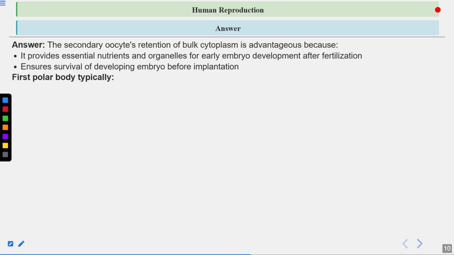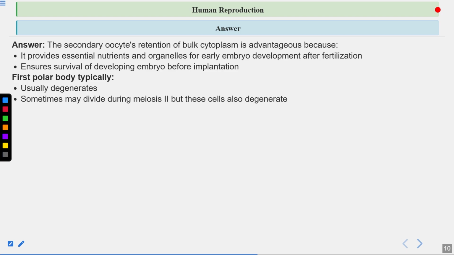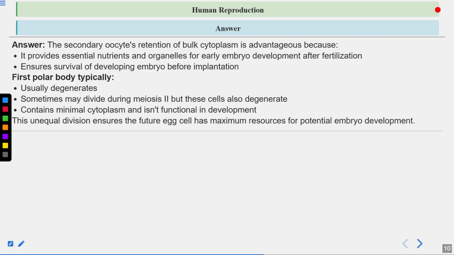Now, what about the first polar body? So it usually degenerates. Okay, sometimes it may divide during meiosis 2 also, but these cells also degenerate. So sometimes the polar body can further divide by mitosis, but these cells also degenerate. These polar bodies contain minimum cytoplasm, and that's why they are not functional. Now, this unequal division ensures the future egg cell has maximum resources for potential embryo development.